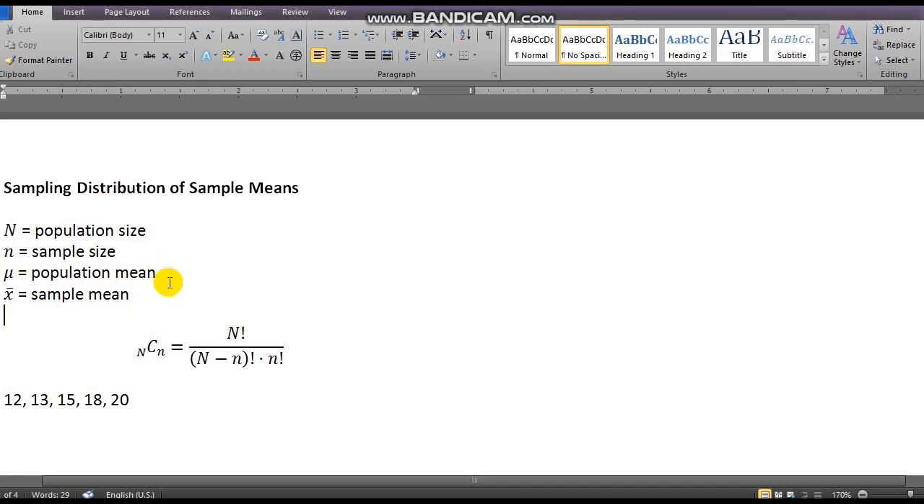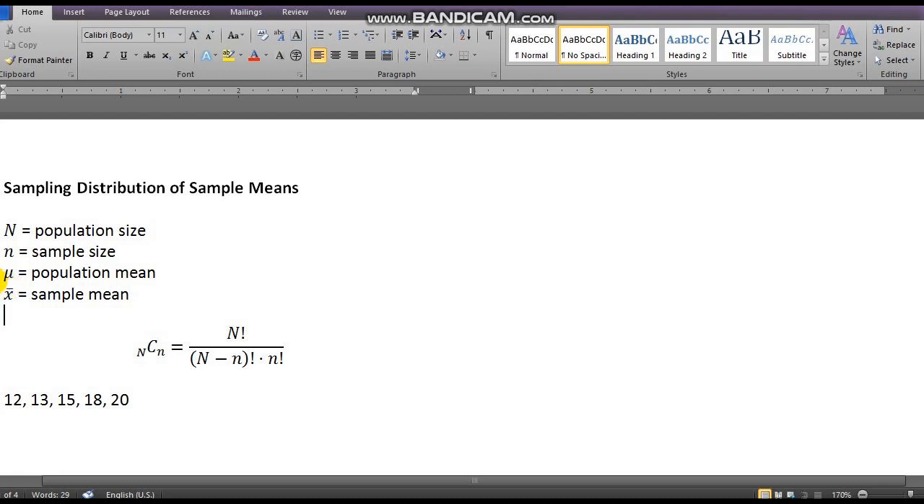Before we have the sampling distribution, let's go over some terms. We use different terms to refer to the population and the sample. We use capital N for the population size, and small letter n for the sample size. Take note of that. We use the Greek letter mu to refer to the population mean, while we use x bar to refer to the sample mean. We're going to use these variables extensively during our discussion, so take note of the difference between the four.